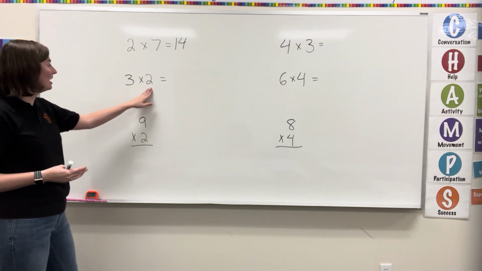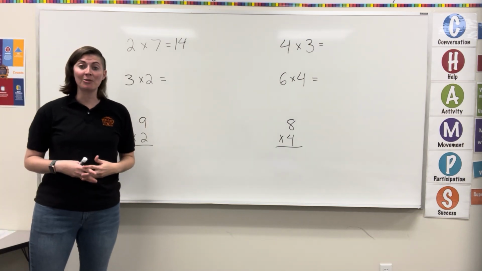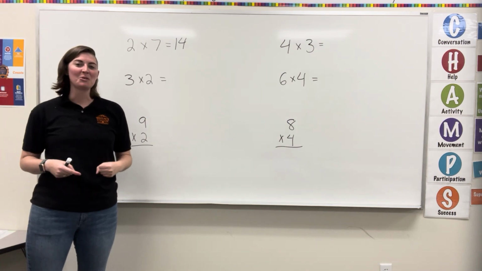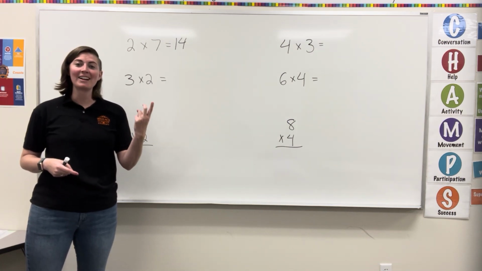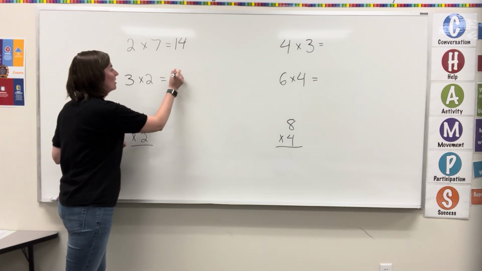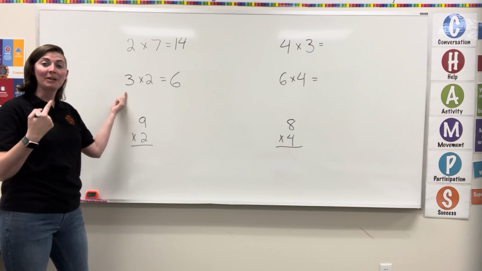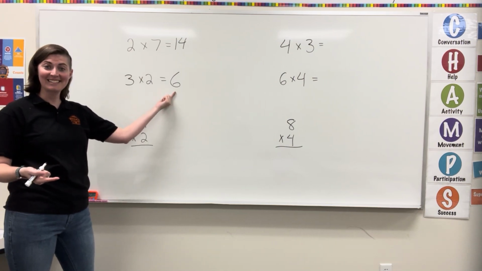Here we have 3 times 2. So we can count by 3 2 times, or we can count by 2s 3 times. So we go 2, 4, 6. Or you can think of it as doubling 3. 3 plus 3 is 6.